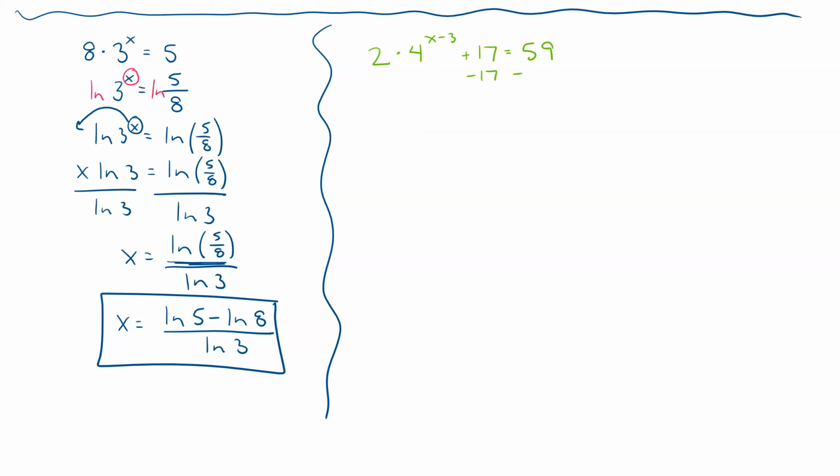So I'm going to subtract 17. I get 2 times 4 to the x minus 3 equals 42. I'm going to divide by 2.